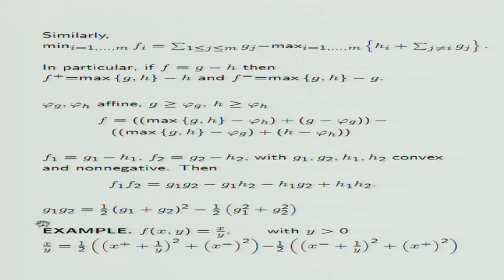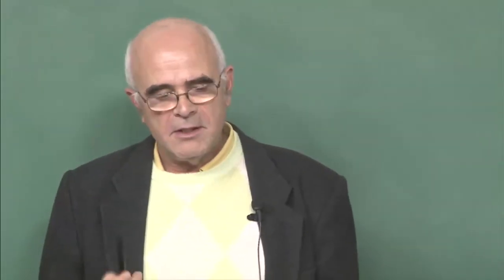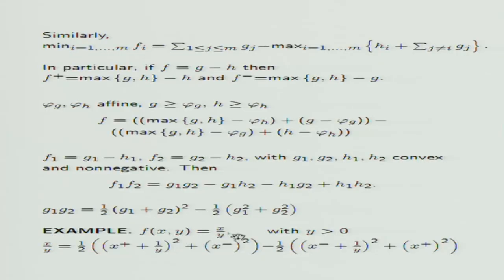Since they are non-negative, each product, for instance, the first term, g1 times g2, can be expressed in this way, as a difference of two convex functions explicitly. But it's essential that g1 and g2 are non-negative, because otherwise raising to the square would destroy convexity. So you have here a situation in which having a decomposition with not only convex but also non-negative functions is useful.